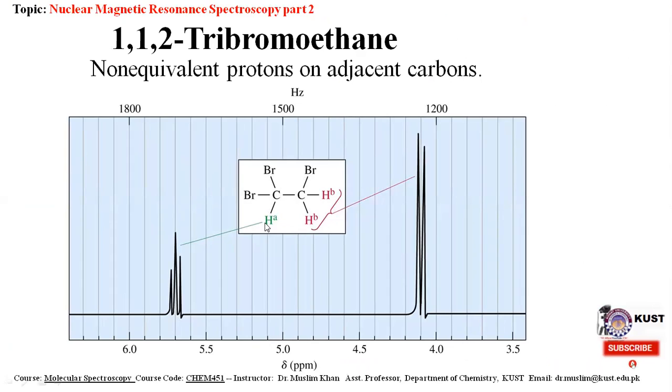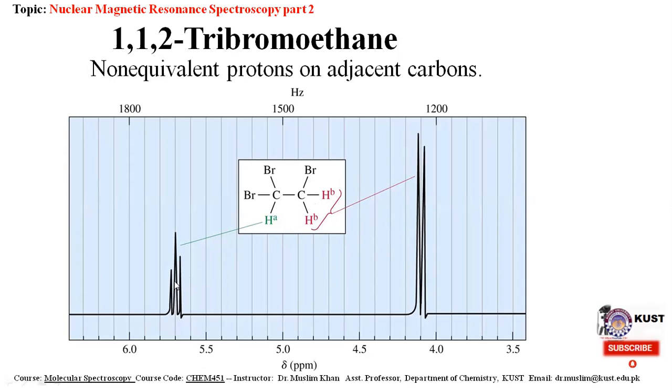Here, on this carbon atom there is only one hydrogen atom, and on this carbon atom there are two hydrogens. So this is denoted by Hb and this is denoted by Ha. For these two protons the signal is split. In one case, it either opposes or reinforces the external magnetic field, so it is split into two, one downfield and one upfield.